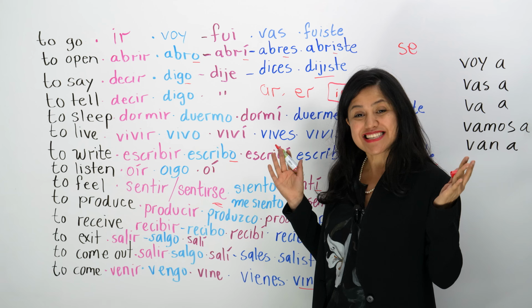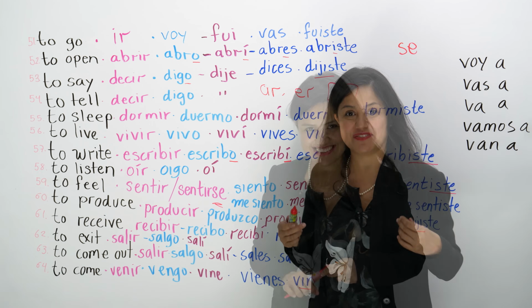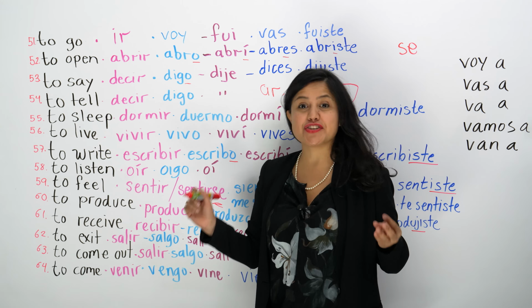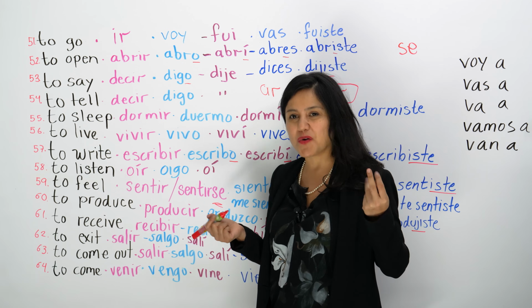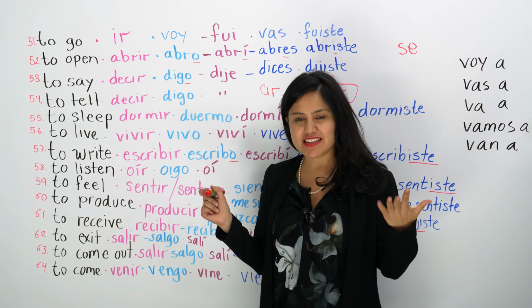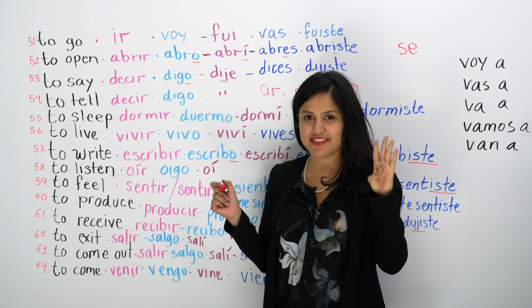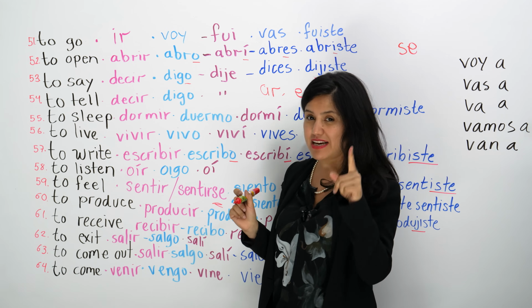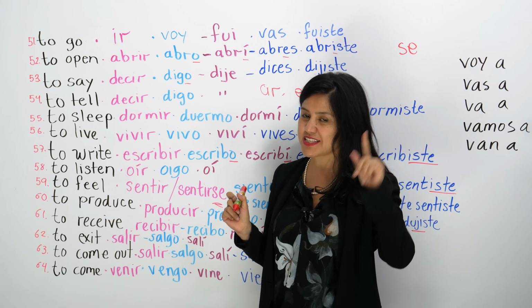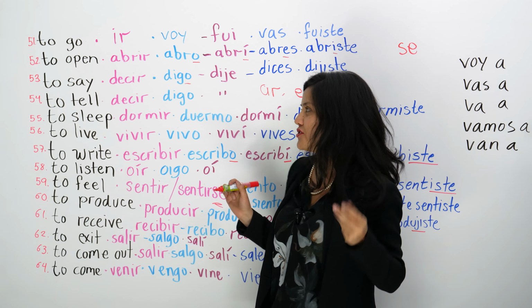But I'm excited that we finally arrived to the third and last conjugation. Muy bien. So we're going to start with the most important verb for this list, I think. To go. Ir. By the way, I have a lesson about the 4 most important verbs that you have to master in Spanish, and ir is one of them. So if you want to master those 4 verbs, go and watch that lesson. But for now, let's focus on our third conjugation.